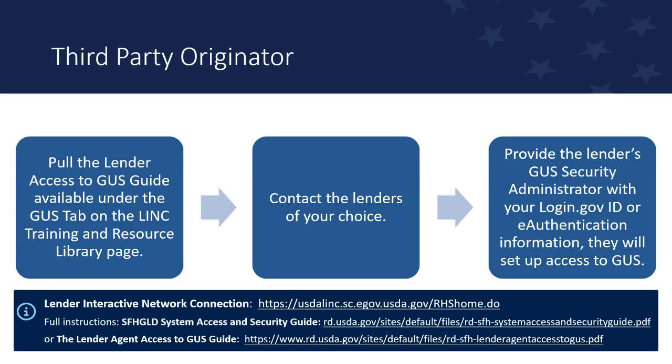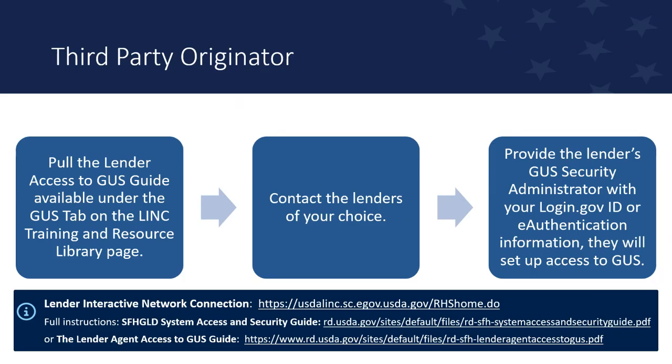If you receive the no role or no access error message, you're going to send your Login.gov email address and tax ID to the sponsoring lender. So as a third-party originator, if you get that error message, you send your Login.gov email address and your tax ID to the sponsoring lender. If you have an existing role in the system and an old e-authentication ID, you'll use that information rather than your Login.gov email to be added into the system.